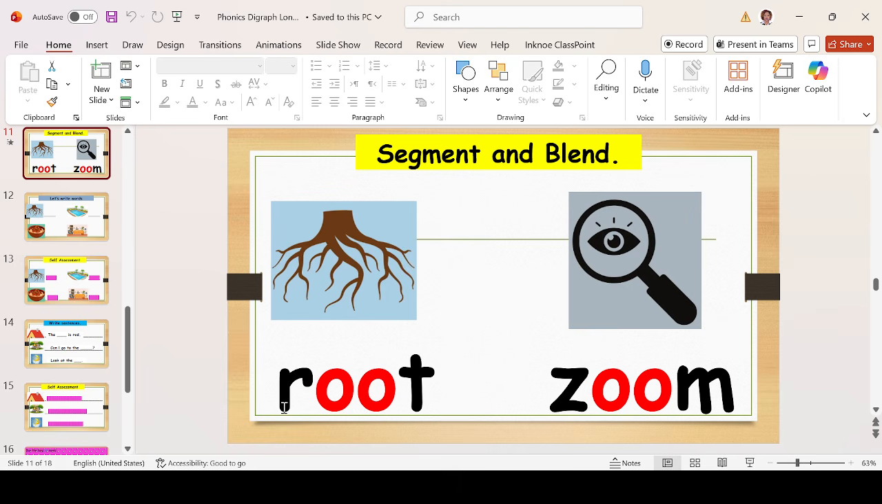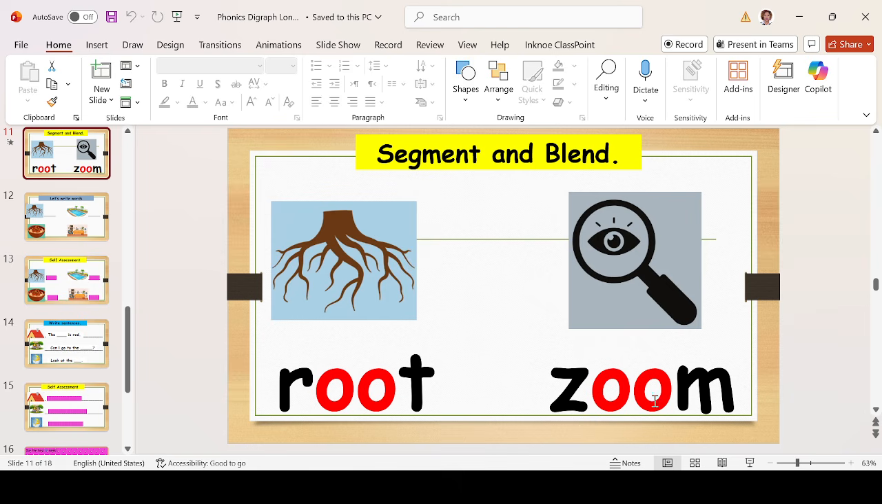Okay, one more time. Yes. What is the word? Okay, now let's read it together. U, t, root. U, t, root. Okay. And this one?